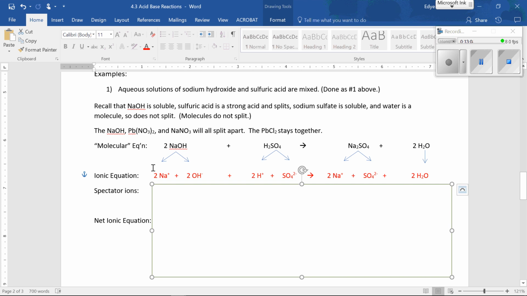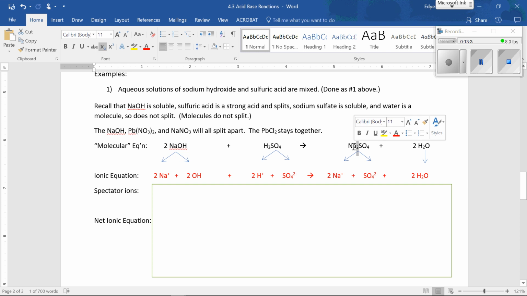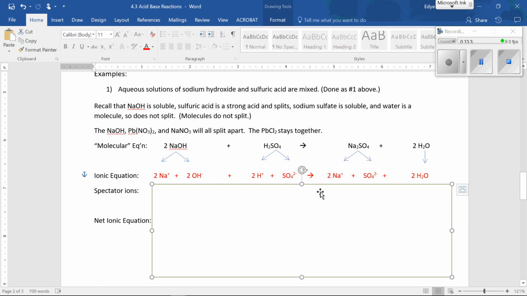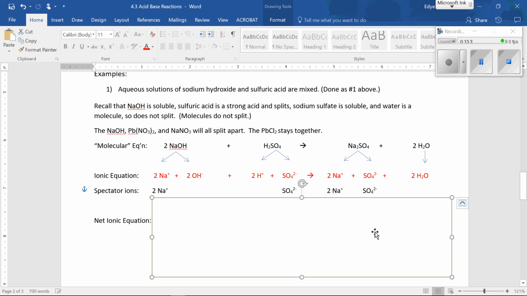So the 2 applies to both of the ions, 2 Na pluses, 2 OH minuses. This 2 is multiplied by the coefficient to get 2 H pluses. That 4 is part of the sulfate, so I don't put that in front or anything. This 2 becomes a coefficient because I multiply the coefficient of 1 by this number 2 to get 2 Na plus. And the waters come straight down. Spectator ions, the things that appear on the left side and the right side. Here you go, that's what we had. Those are our spectator ions.